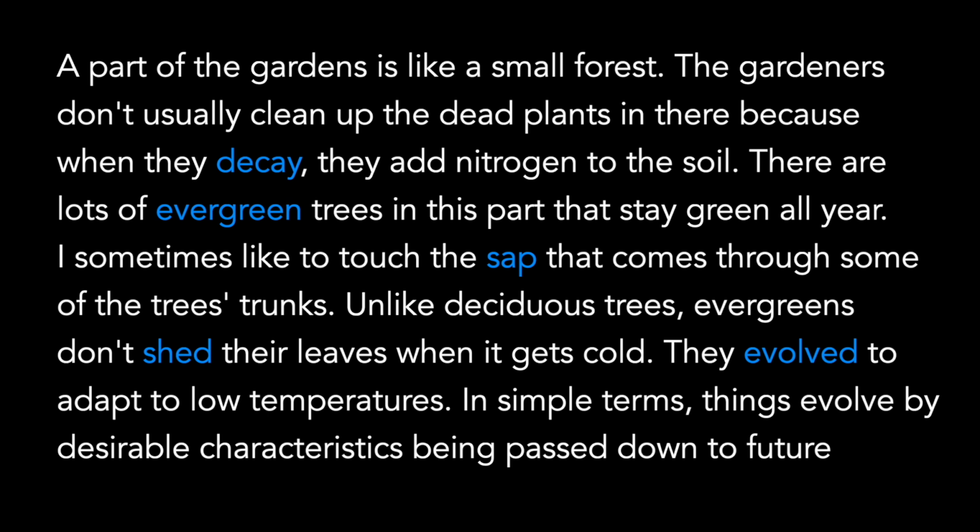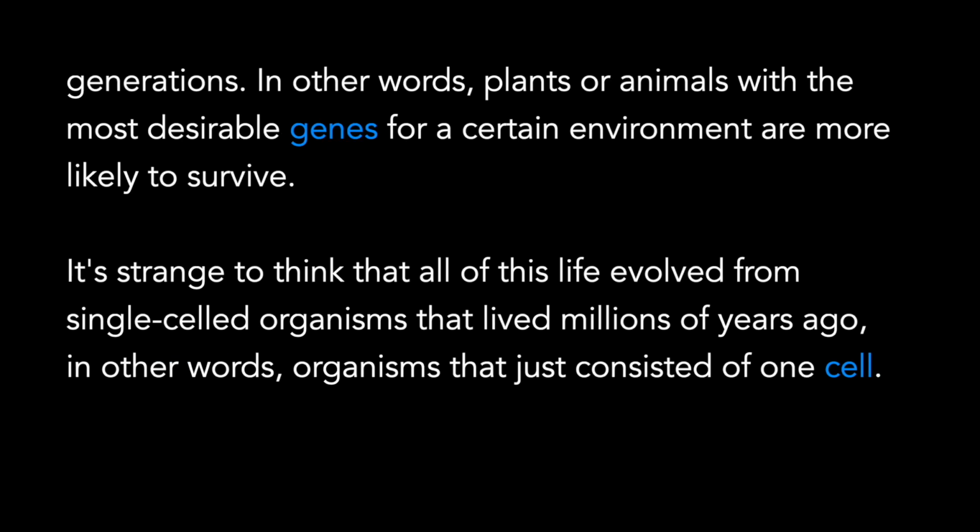In simple terms, things evolve by desirable characteristics being passed down to future generations. In other words, plants or animals with the most desirable genes for a certain environment are more likely to survive. It's strange to think that all of this life evolved from single-celled organisms that lived millions of years ago. In other words, organisms that just consisted of one cell.